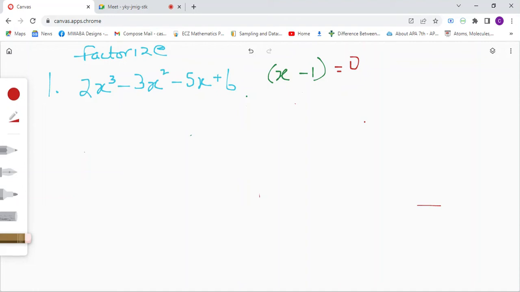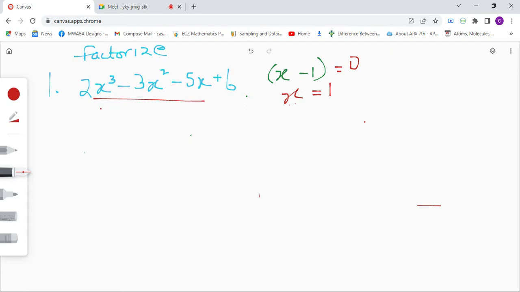Okay, we're still dealing with the factor theorem. We have been given this polynomial, 2x cubed minus 3x squared minus 5x plus 6, and we have to factorize it. We've already found one value which, when we put it into this polynomial, gives us 0, and that value is 1. If you substitute 1 for x into this polynomial, you get 0.